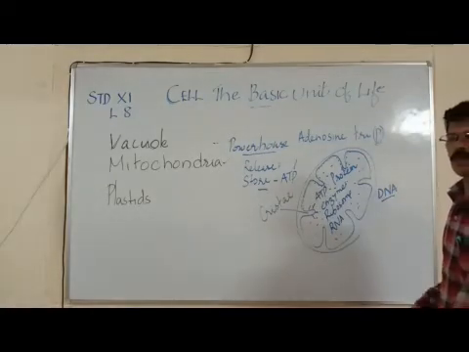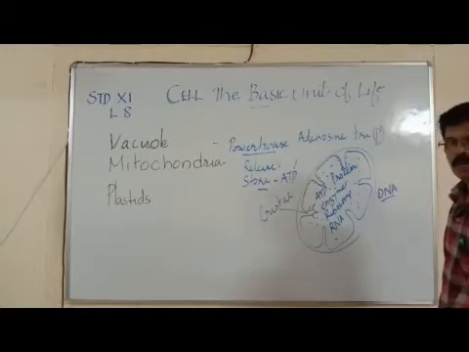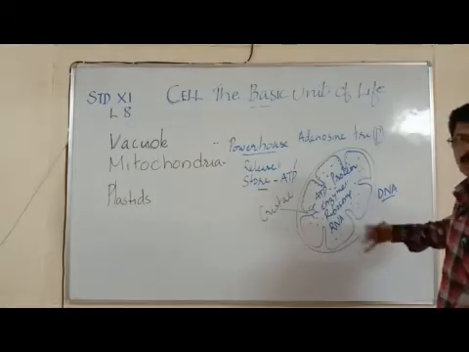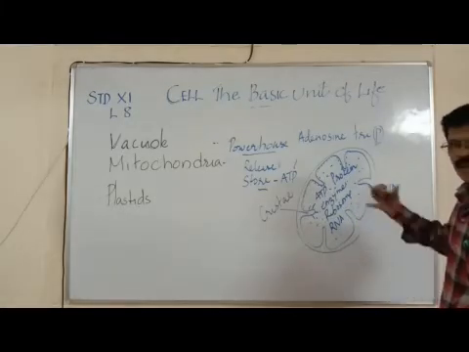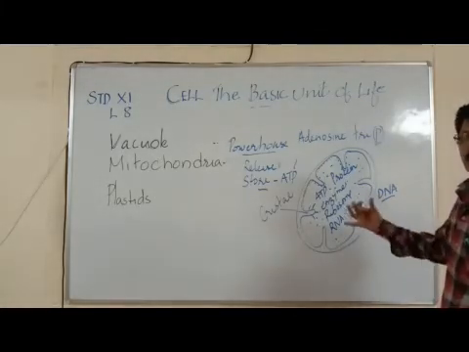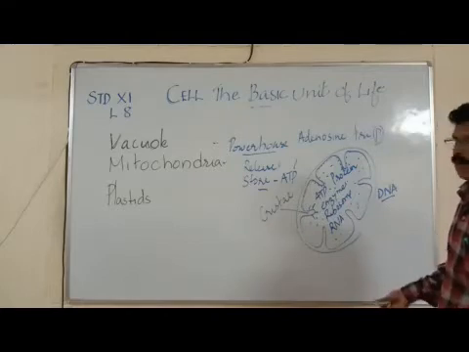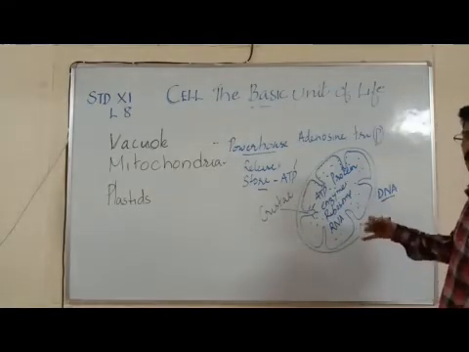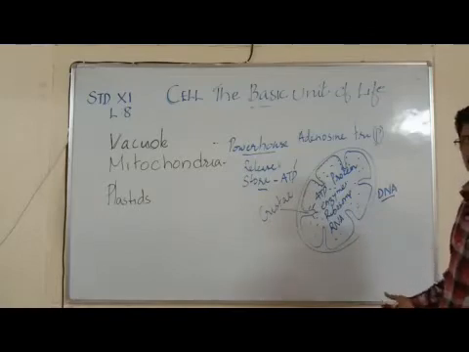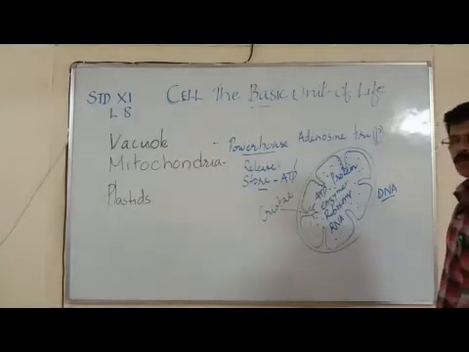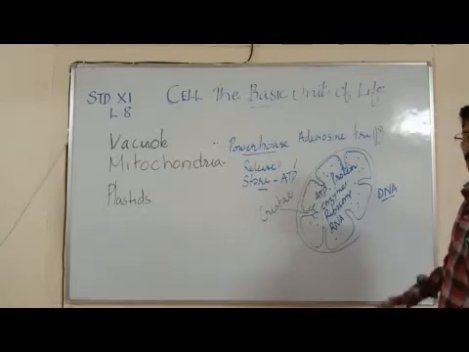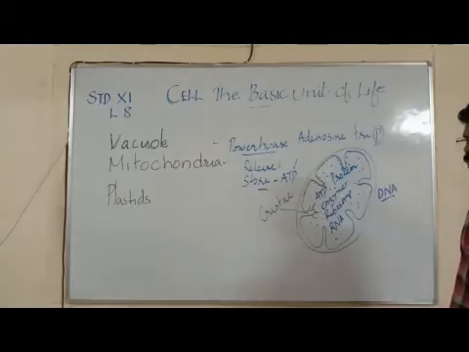Why are they called semi-autonomous organelles? Because they can use this DNA for their multiplication on their own without the help of any other mechanism, like any other substances from outside. They can multiply on their own and they can synthesize protein on their own. Understand? The DNA found outside the nucleus is called extra chromosomal DNA.